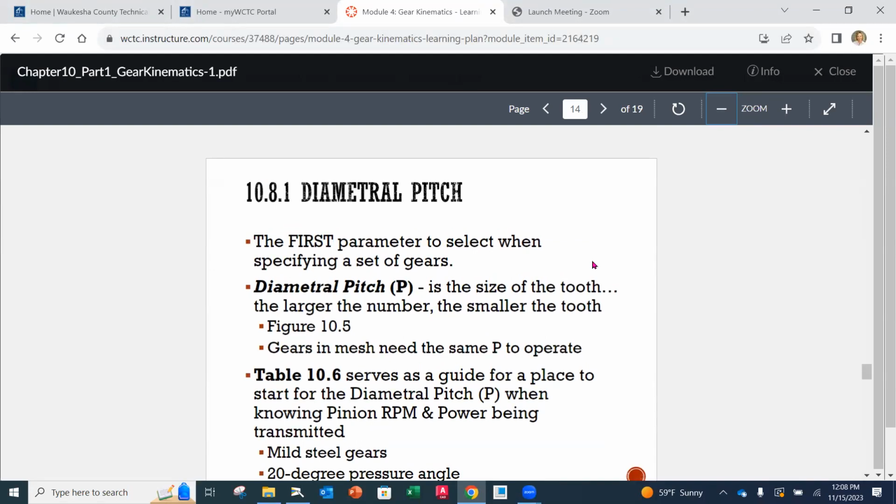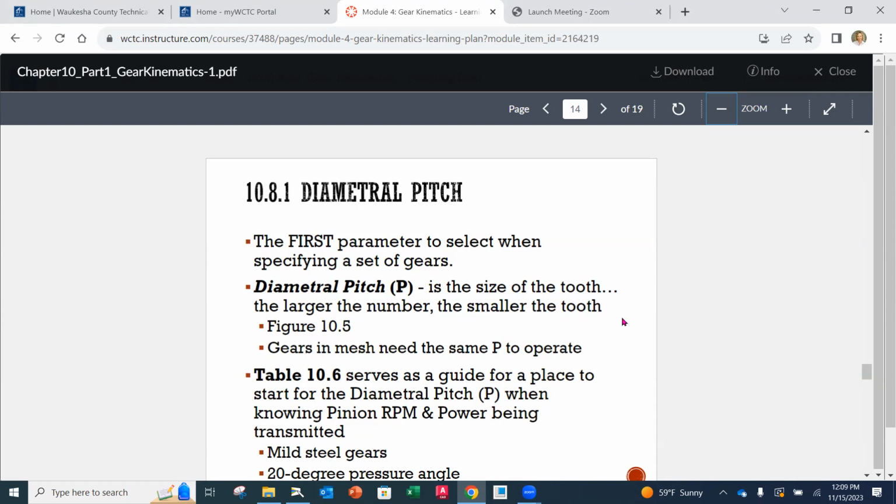First, looking at diametral pitch, it is the first parameter that we pick when we are determining exactly what the gears are that we're going to be picking. Diametral pitch, as we just mentioned, is the size of that tooth. The larger the tooth, the smaller the number. If I have a diametral pitch of 5, for instance, that tooth is going to be larger, chunkier than a diametral pitch of 16. So the larger the number, the smaller the tooth, or the smaller the number, the larger the tooth.